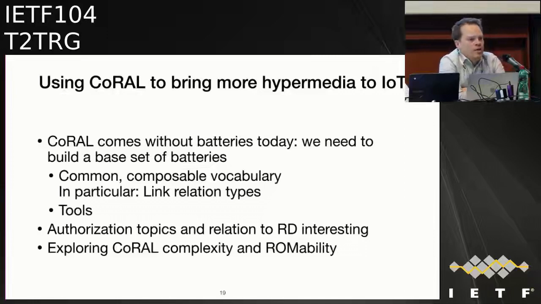We did discover that this whole topic of authorization, like who is allowed to say what, and where and when it comes to link relations, and how we can, for example, use this in RD, seems to be a very interesting topic to explore more. And also, Coral is a very simple format, but of course, the more features you add, the more complexity you add. One interesting design goal when it comes to link format was that you cannot have it only in ROM. That's what we called ROMability. How much of that can you have with Coral in what kind of boundary conditions seems to be an interesting area to explore more.